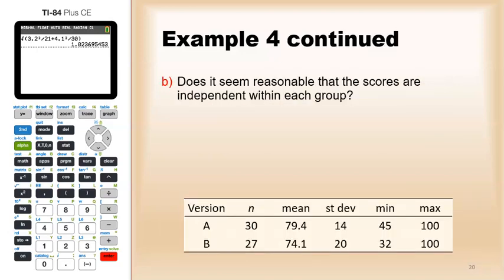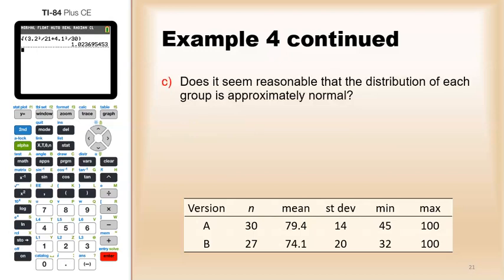Does it seem reasonable that the scores are independent within each group? So, yeah, assuming students are working on their own, it should be reasonable to assume independence. Does it seem reasonable that the distributions of each group are approximately normal?